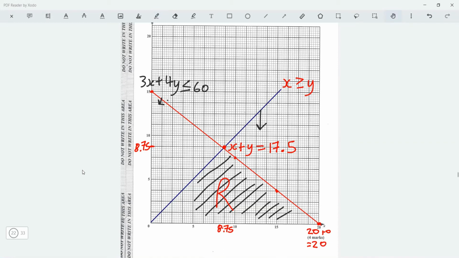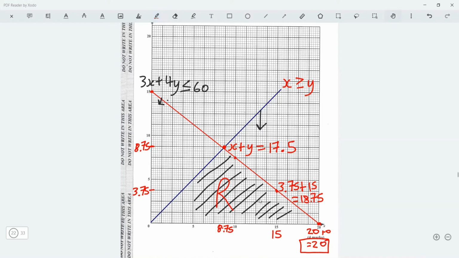So now we need to find, are there any points that are going to give us a value where x plus y is bigger than 20? Let's check out this point right here. This is when x is 15 and the y value is 3.75. If you add them, 3.75 plus 15, that gives us 18.75. No way. So clearly, this is the largest possibility of x plus y.